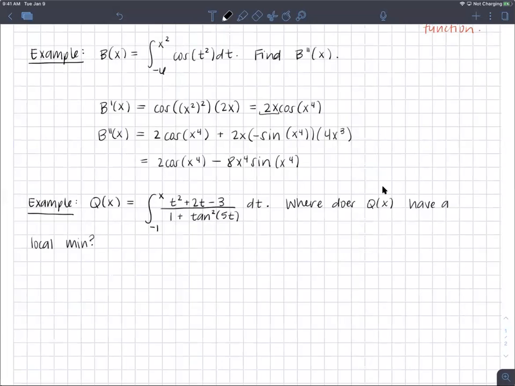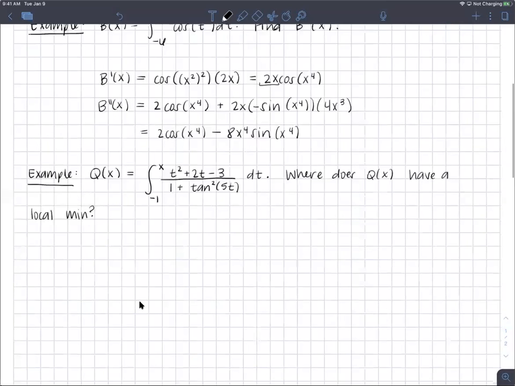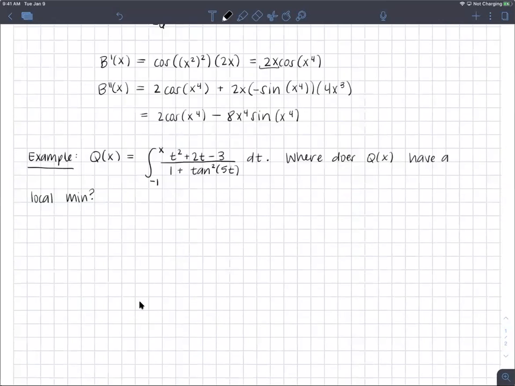So how do I figure out where a function has a local minimum? What do I do to it? It's the very first thing I need to do to it. Yeah, you need to find the derivative of that function, right? So we're gonna have to find Q prime. Yeah, and then the second step would be to find the critical points, right? And so you're gonna get Q prime of x.